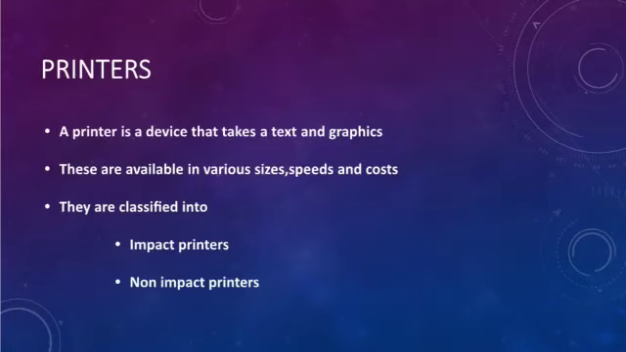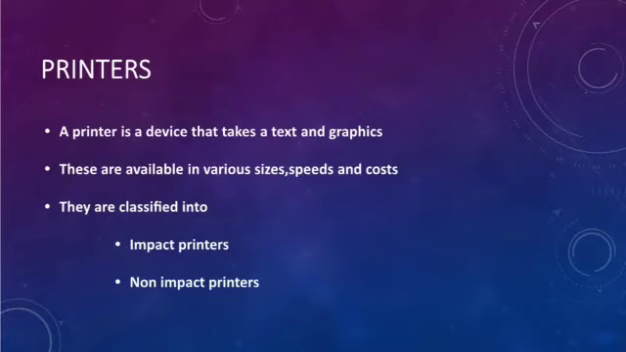The first one is printer. A printer is a device that takes text and graphics information obtained from a computer and prints it on a paper. Printers are available in the market in various sizes, speeds and costs. So, printers can be classified into two groups. Those are impact printers and non-impact printers.